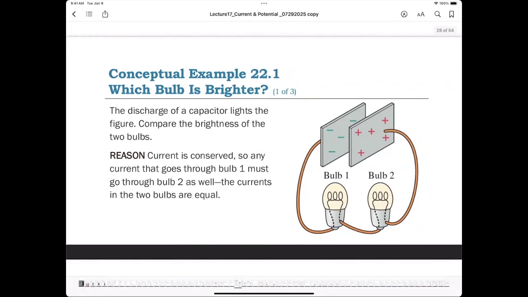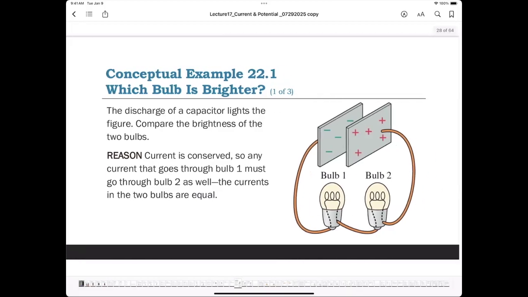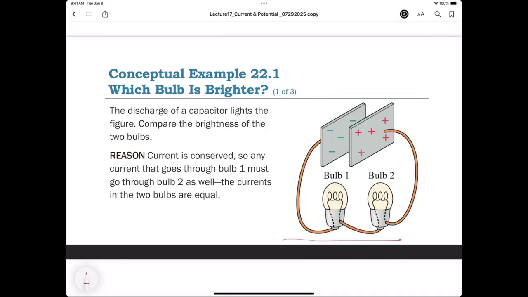Okay, let's talk about one conceptual example. Which bulb is brighter? The discharge of a capacitor lights the bulbs in this figure. This discharge of a capacitor lights two bulbs. Compare the brightness of the two bulbs.